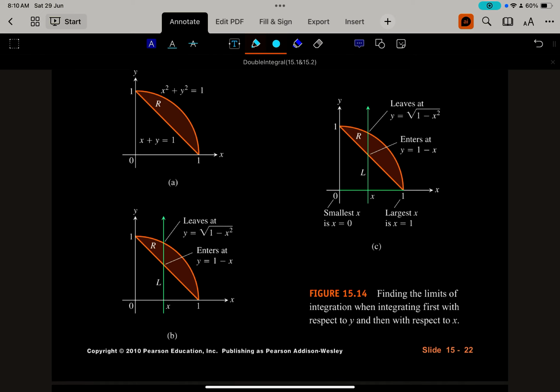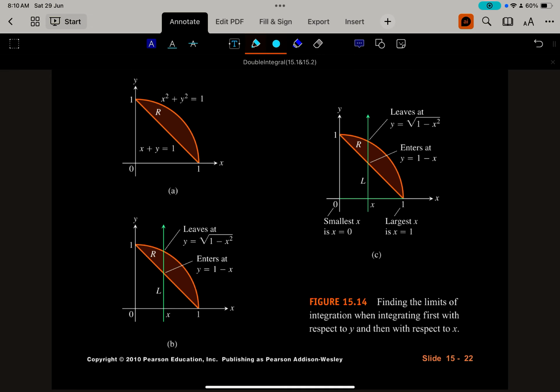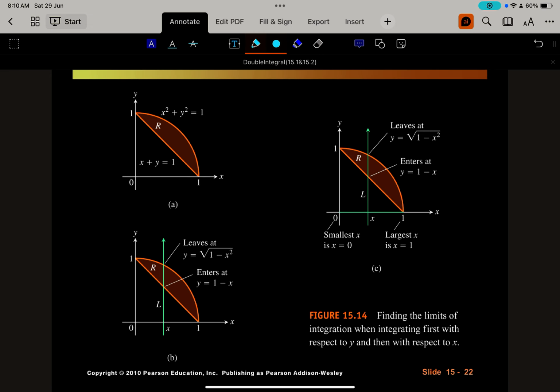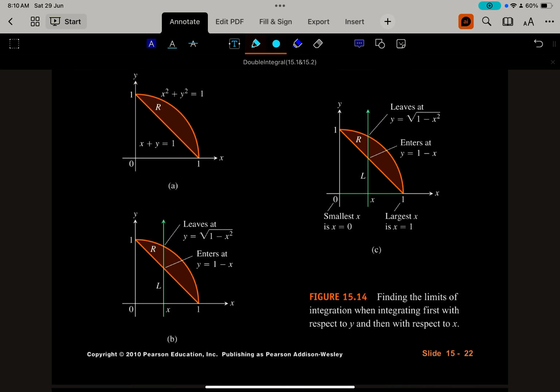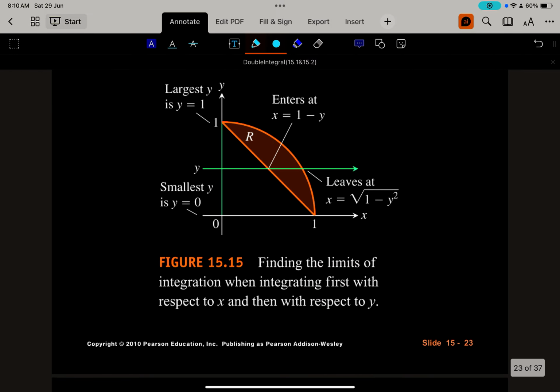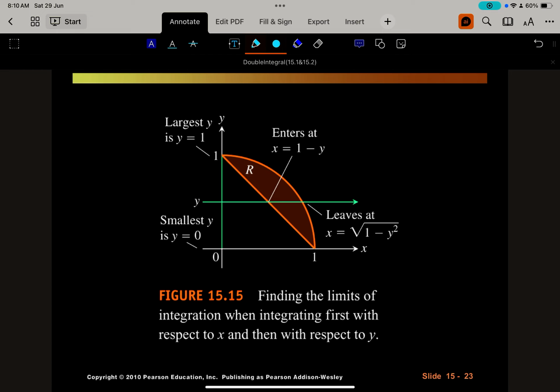And we can find the limit of integration by first integrating with respect to y, then with respect to x. So these are just some different examples. So here, for example, the line leaves at x equals the square root of 1 minus y squared, and here it enters at x equals 1 minus y. So the limits of integration are going to be x equals the square root of 1 minus y squared, of course, and then like this.